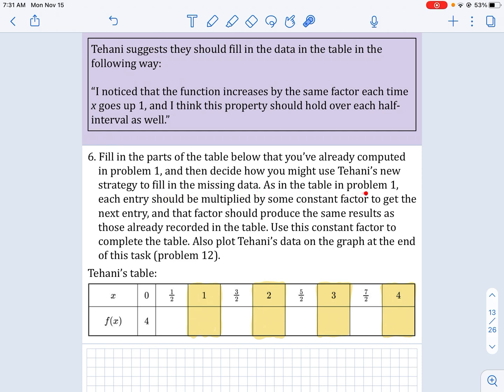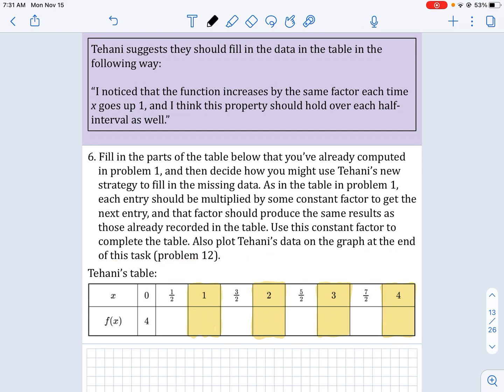As in the table in problem 1, each entry should be multiplied by some constant factor to get the next entry, and that factor should produce the same results as those already recorded in the table. Use this constant factor to complete the table. Also plot Tehani's data on the graph at the end of this task in problem 12.